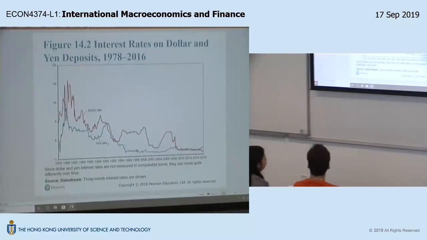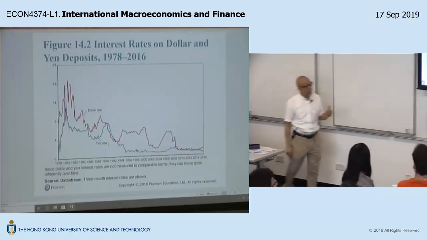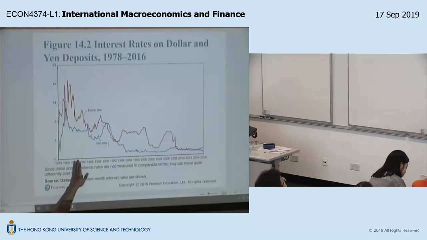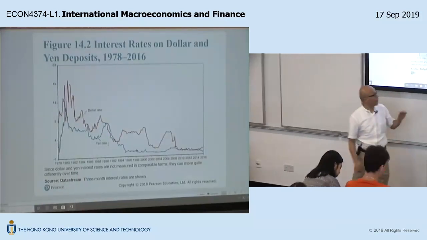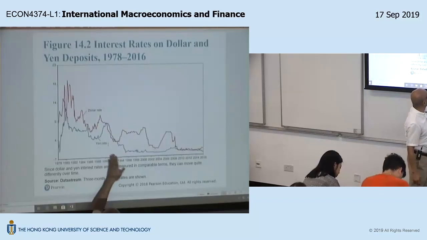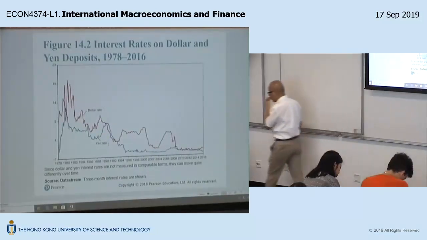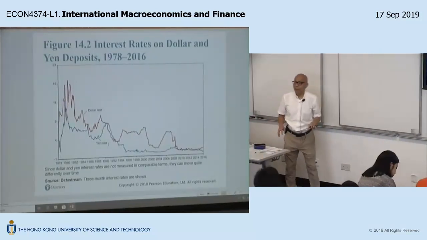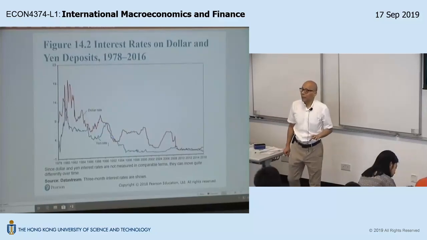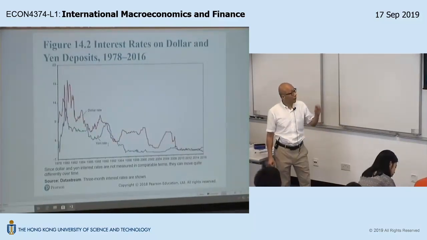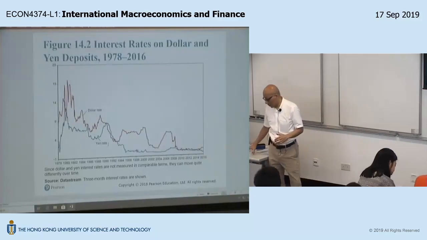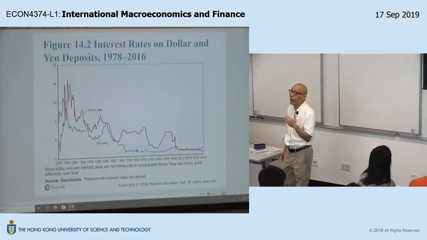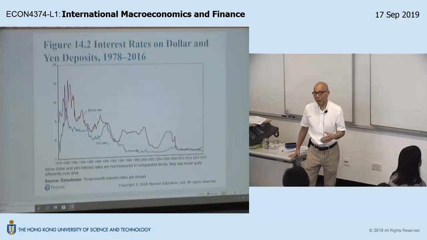Of course there are reasons why the yen interest rate has been low. The Japanese economy has not been doing very well ever since the early 90s. So their interest rate is low. But anyway, this diagram just shows you the interest rates are very different. But the fact that the interest rate is higher in a foreign currency doesn't mean that you should buy it.